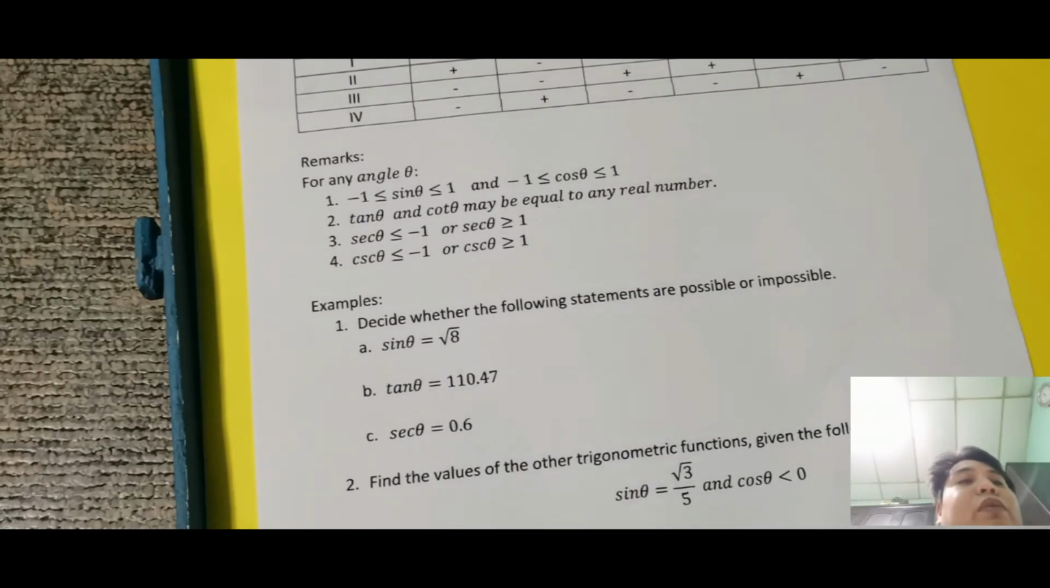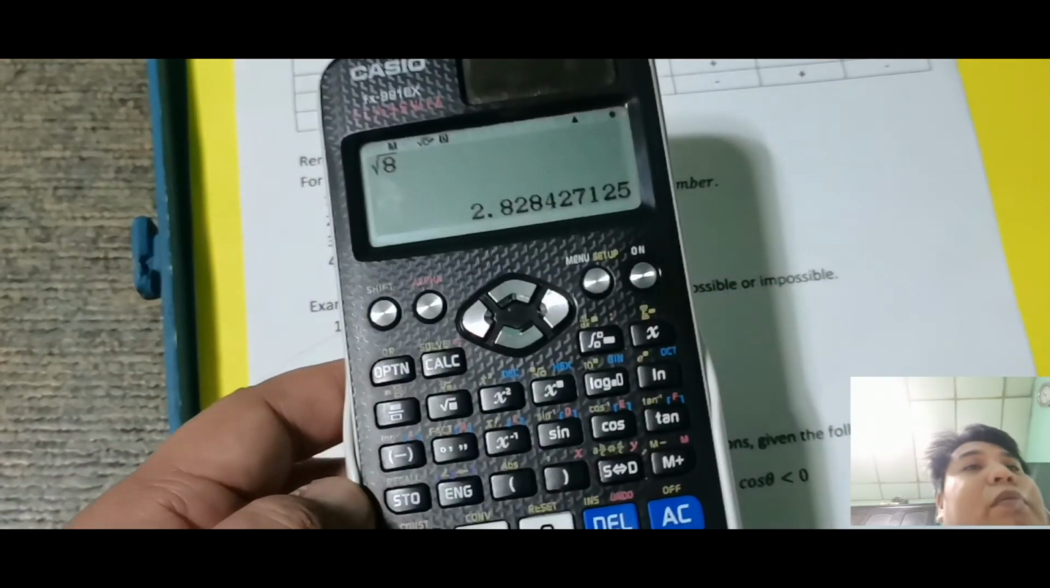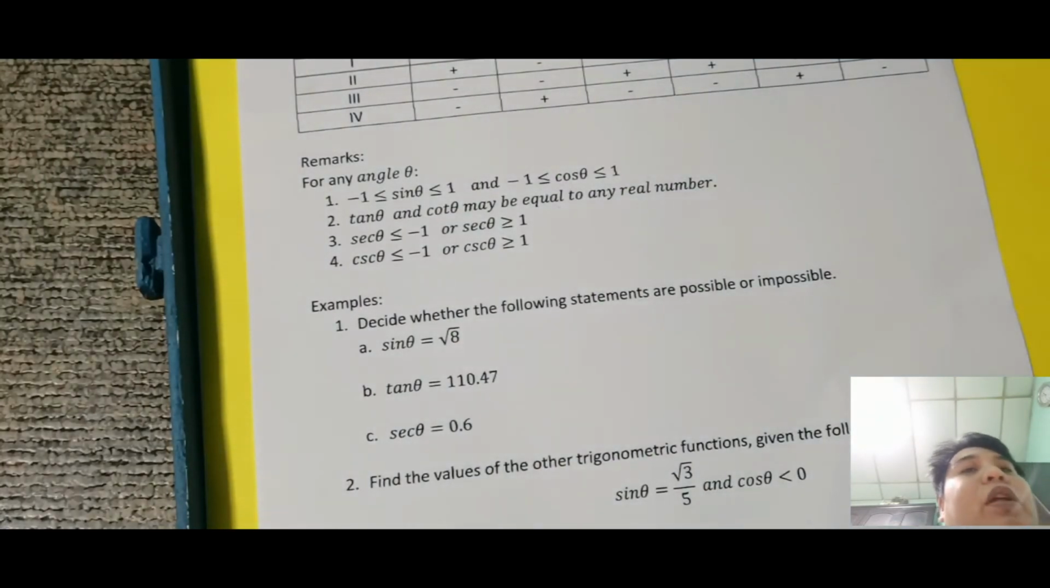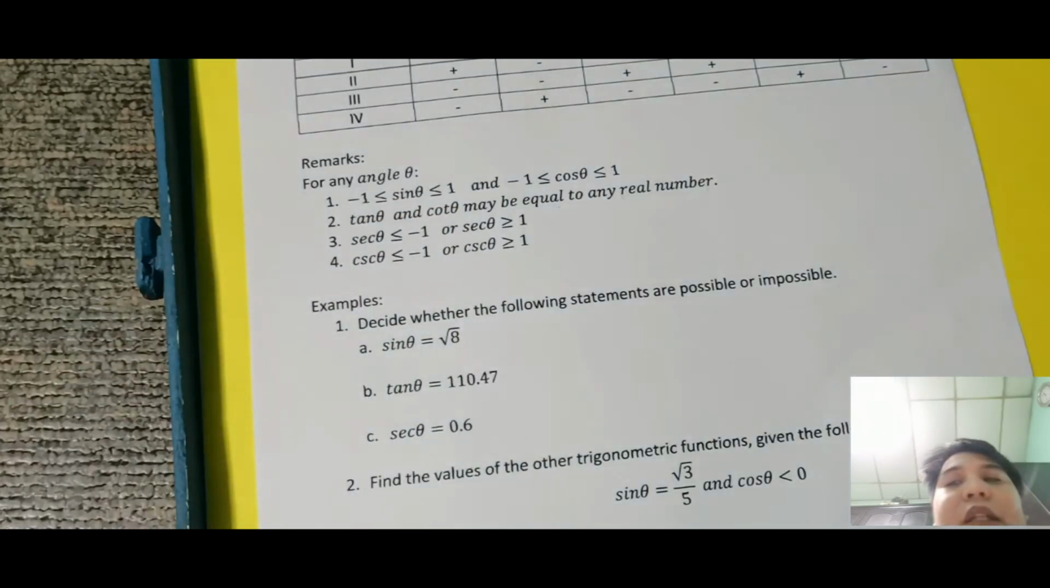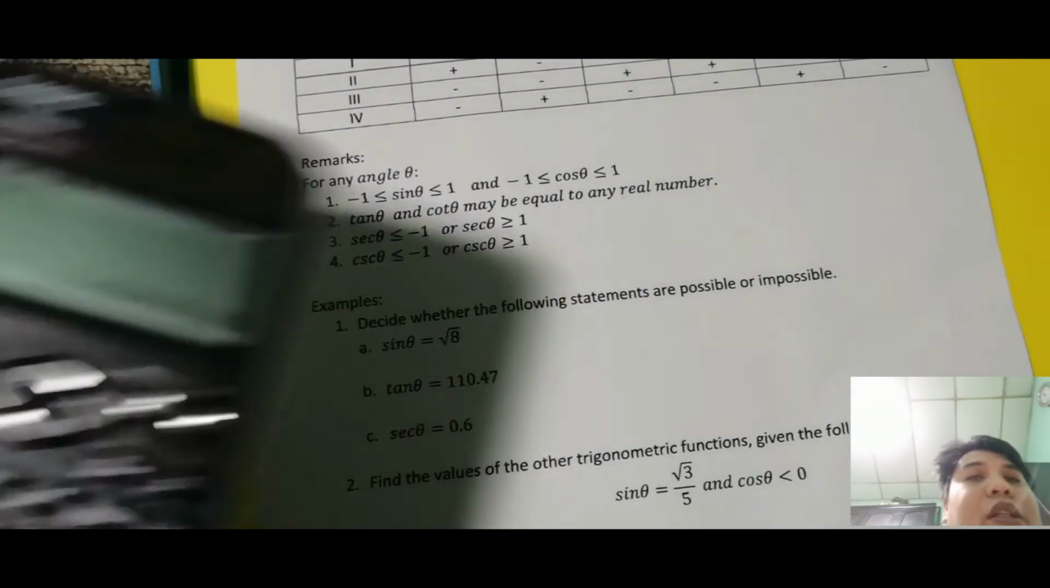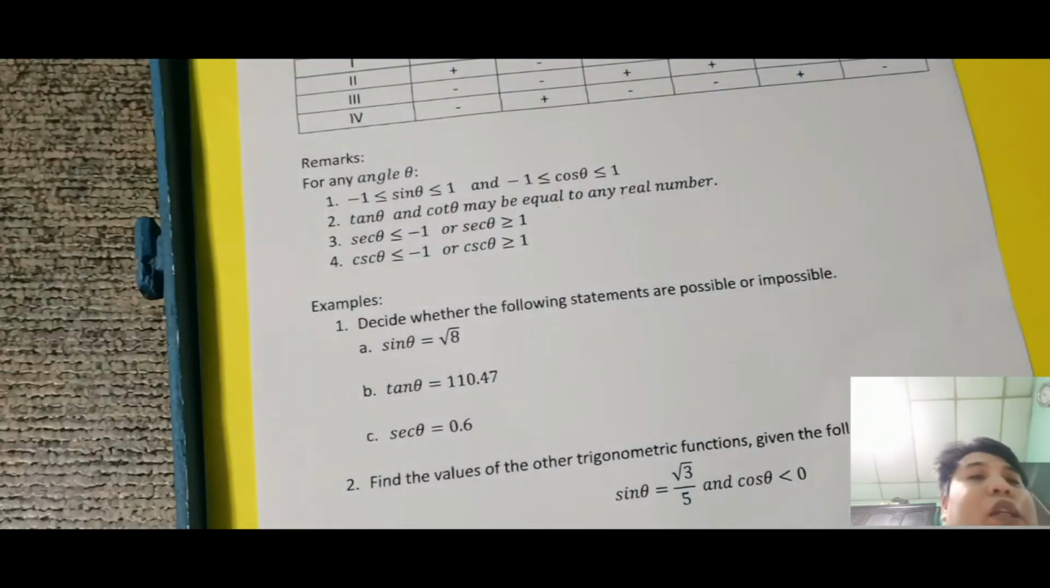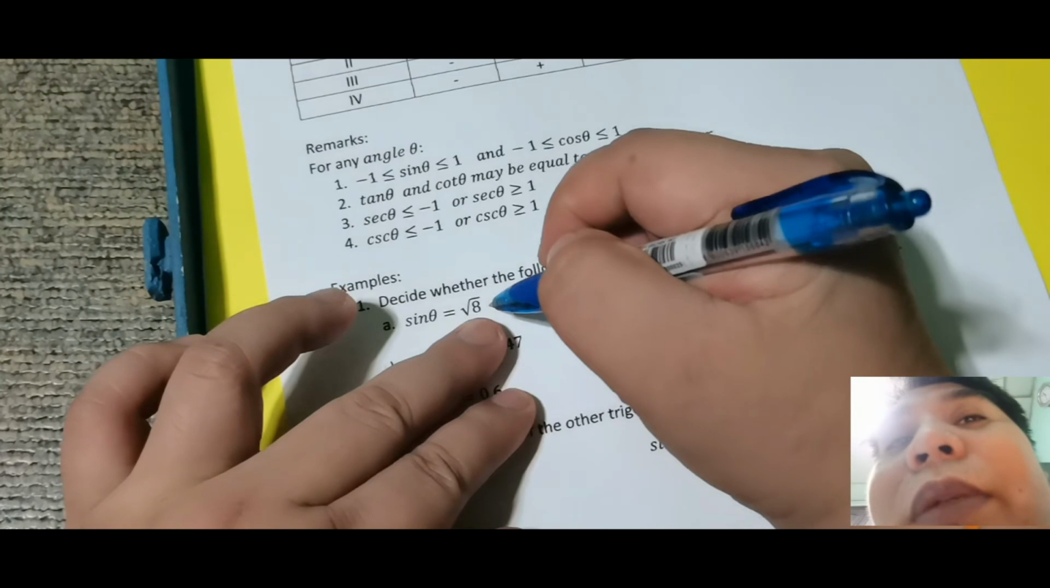Decide whether the following statements are possible or impossible. Then explain natin. Okay, next. So, for letter A, sin theta is equal to square root of 8. Okay, ngayon, check natin. Ano yung square root of 8, by the way? Square root of 8 is 2 square root of 2, or simply 2.82. Ang sabi po ni remark number 1, si sin theta ay in between negative 1 and 1 lang. Pag nag-exceed ako sa 1, which is this 2.82, hindi siya pwede. Okay? So, this is impossible.